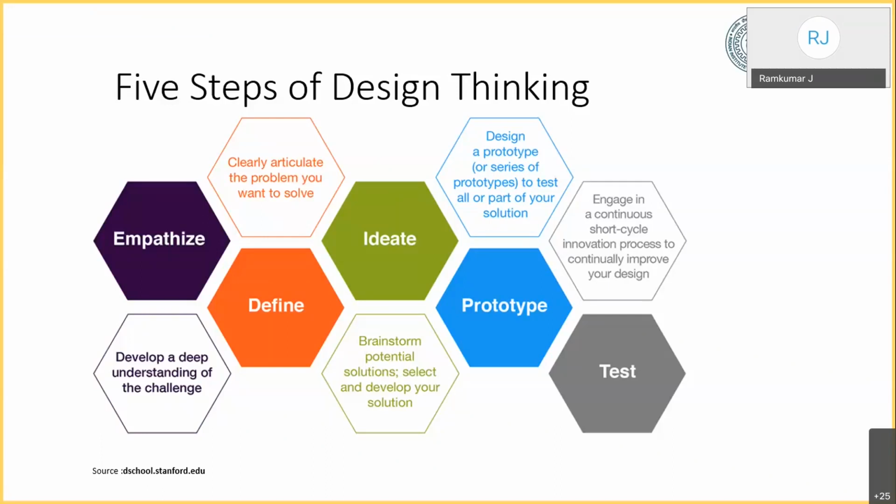Now you have 100 ideas. In those 100 ideas, there might be only 20 ideas which are feasible. Out of these 20 ideas, there are only 10 ideas for which you can even make prototypes. Start making prototypes, and while making prototypes, these 10 will go down to 3. And now you have 3 different ideas. Now go to the market, go to the customer, go to the doctor and test your idea. And when you test your idea, what happens? It engages in a continuous short-cycle innovation process to continually improve your design.